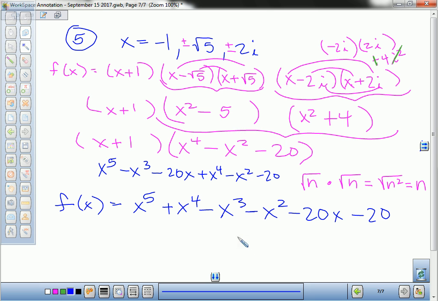Okay, the back of yesterday's worksheet, you have 15 minutes left to get a good start on that. That is your homework.